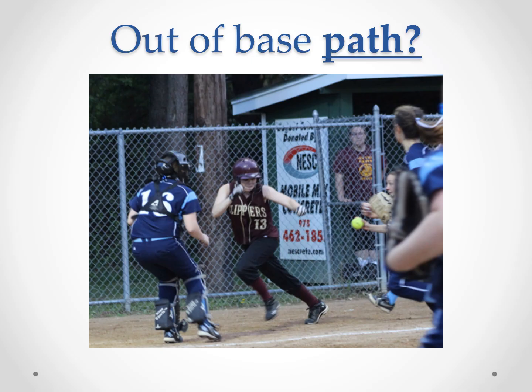Sometimes it might seem obvious that she's out of the base path, but is she really? Once again, here we have a rundown between home and third. Each time the base runner establishes her path. So even though she seems far away from the baseline and may even continue to get further away, each time someone is making a play on her, she has 3 feet to either side. So it could look like she's far, far away from the baseline. That might be true, but is she really out of the base path?